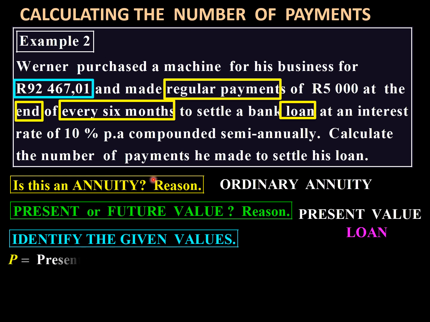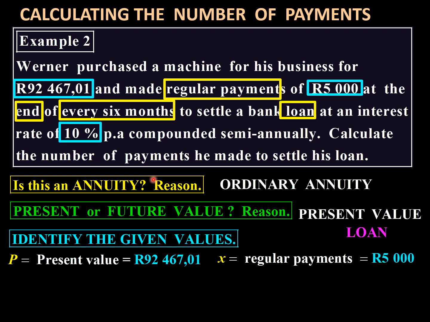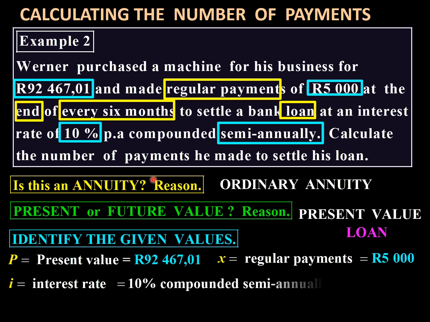That is my present value. And then we have the 5,000. That's my regular payments. We have 10% and it's semi-annually. Semi-annually means I have to take the 10% and divide it by 2. Then we have the number of payments that is missing. So n is equal to, that's the unknown portion there. Always make sure that you read and understand. Make sure that it is in fact a present value.